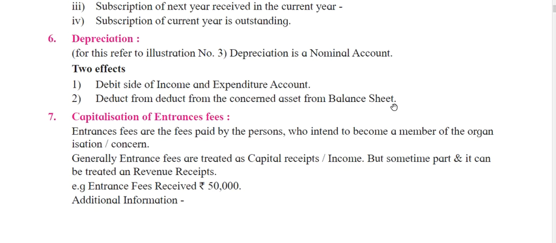So suppose furniture amount is 10,000 rupees. A 10% deduction from the furniture will give an adjustment that we are deducting from the concerned asset, meaning furniture, and taking that amount in the balance sheet. These are the two effects of depreciation.